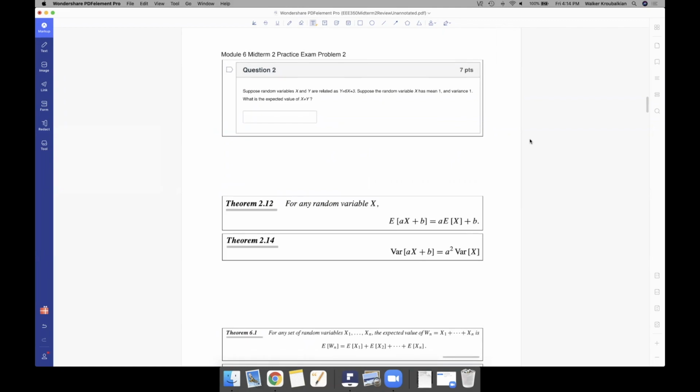Suppose random variables x and y are related as y equals 6x plus 3. Suppose the random variable x has mean 1 and variance 1. What is the expected value of x plus y?